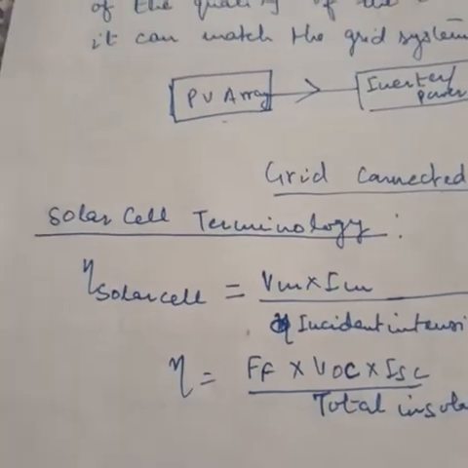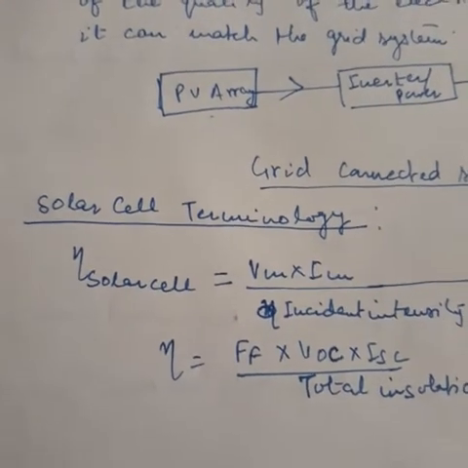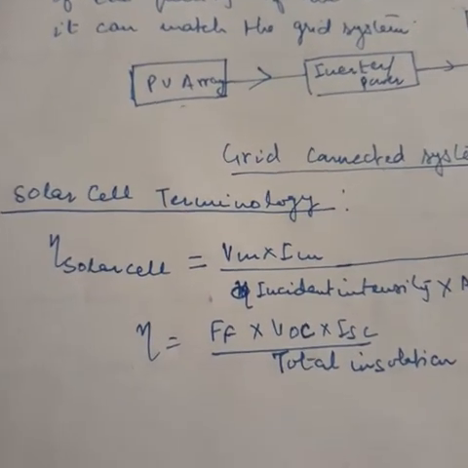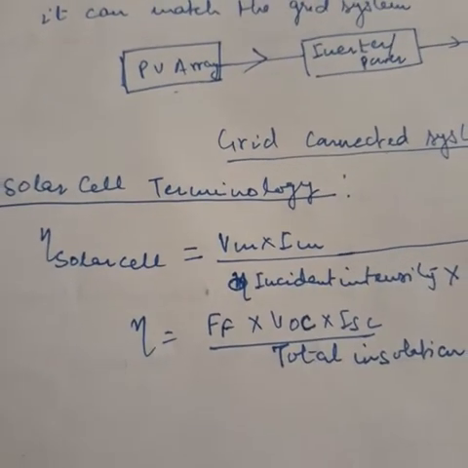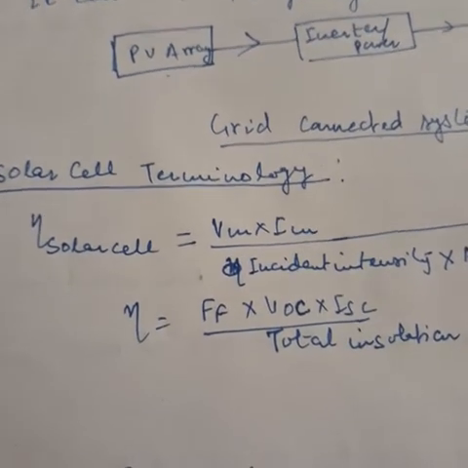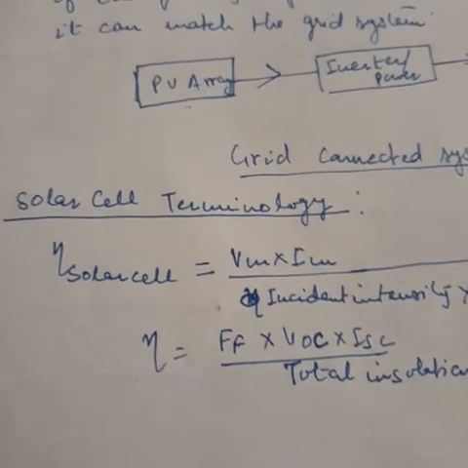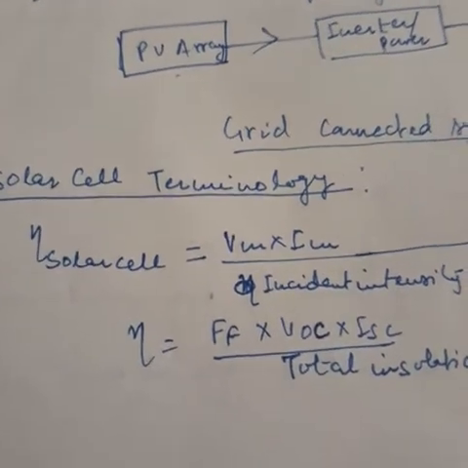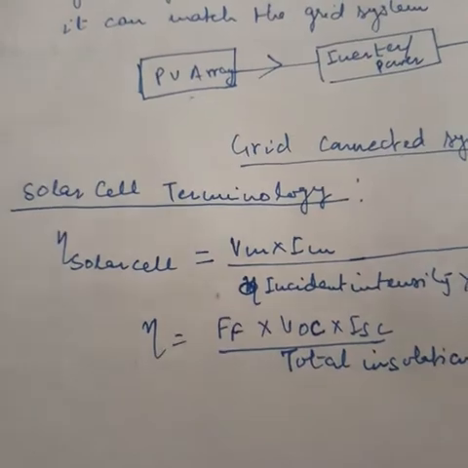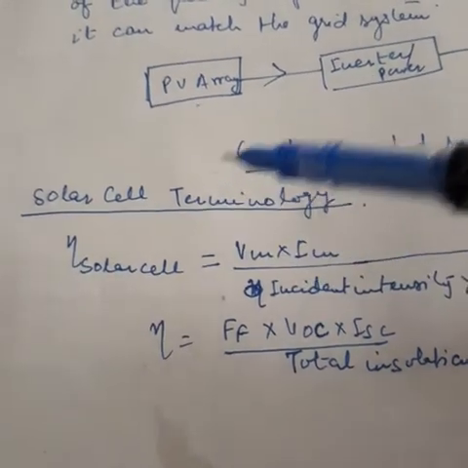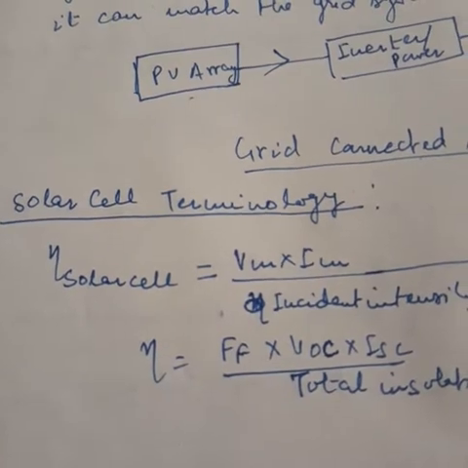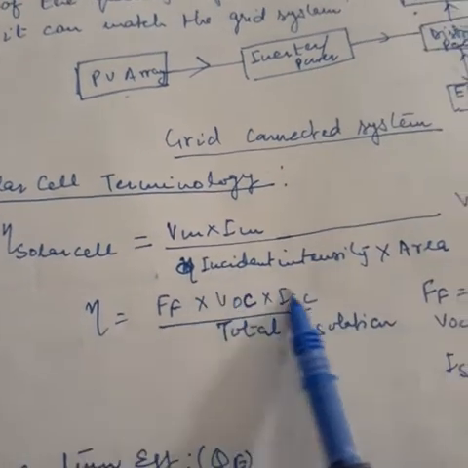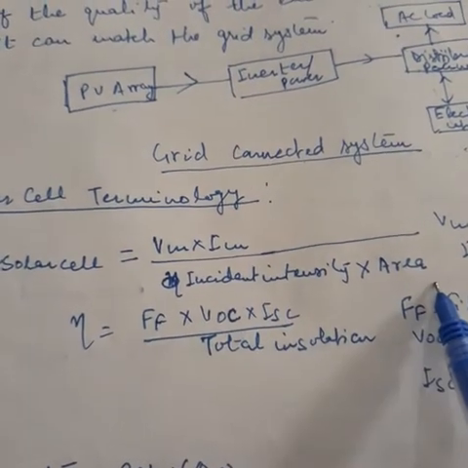Next topic related to the photovoltaic cell is solar cell technology. There are various terms that are used in the calculation of solar radiation energy, and different formulas are used. The first one is the solar cell efficiency. Solar cell efficiency is equal to Vm into Im upon incident intensity into area.